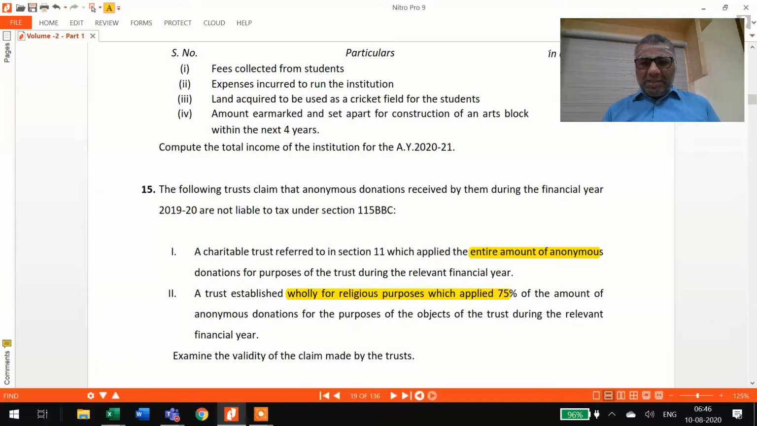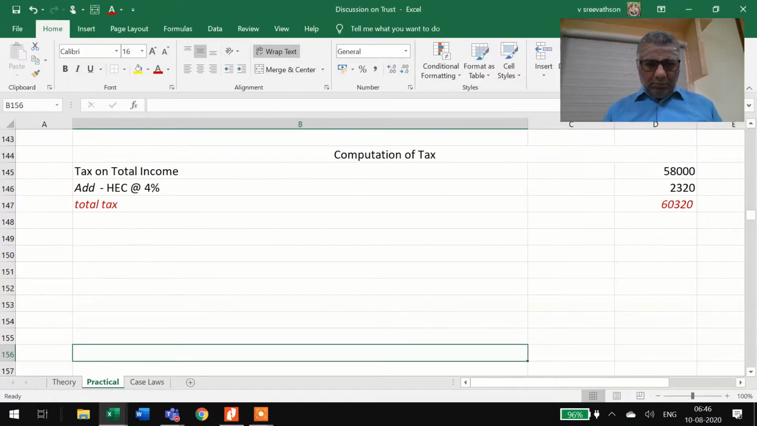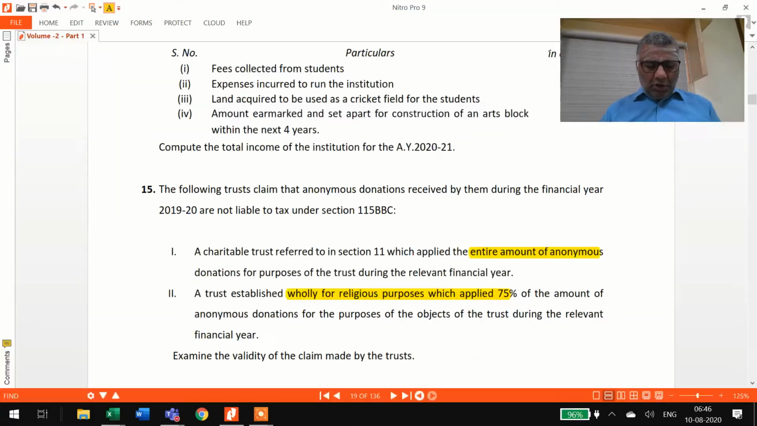Quickly write the answers for both these things. Quickly write the answers for 15.1. The contention is not correct. I'll write the theory separately. You will find it in a news sheet. The contention is not correct.